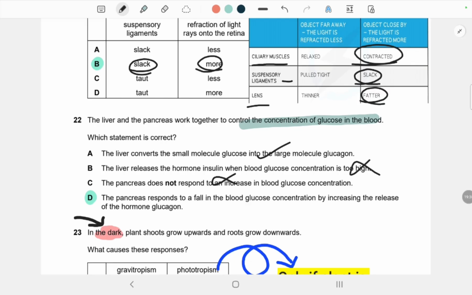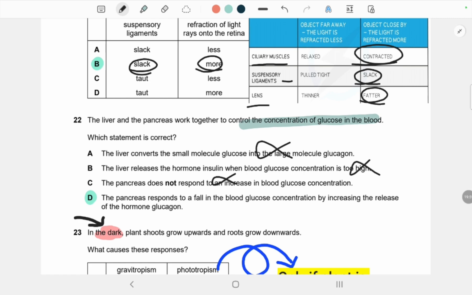Just read the question again. It's telling you how they work together to control the concentration of glucose. It does not have anything to do with the conversion of molecules to other molecules. No, it does not have anything to do with that. So basically, this A will be wrong.